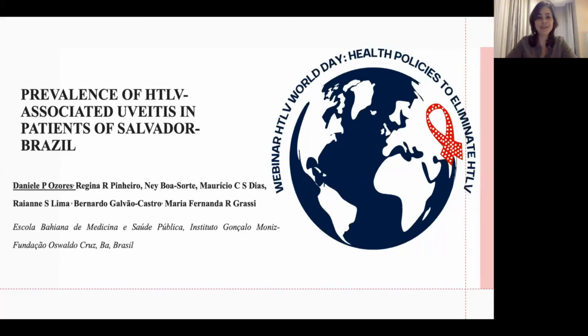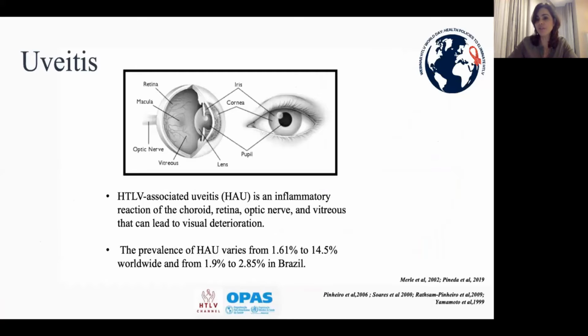Hi, I'm Daniela Osores, and I'm here to present a study of the prevalence of HTLV-associated uveitis in patients of Salvador, Brazil. HTLV-associated uveitis is an inflammatory reaction of the choroid, retina, optic nerve, and vitreous that can lead to visual deterioration.